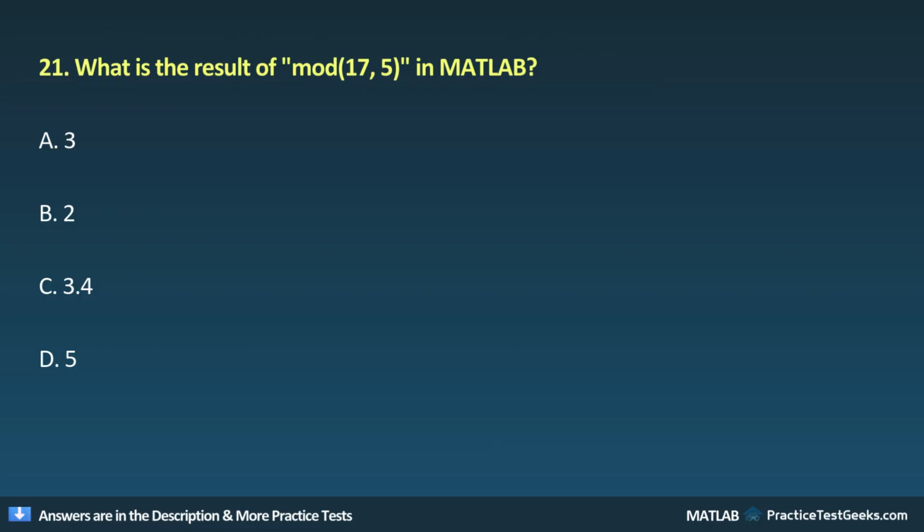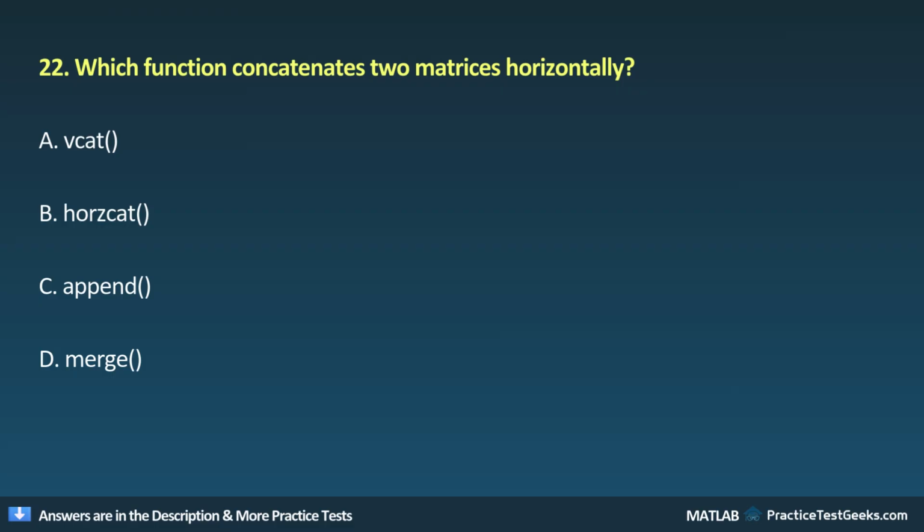21. What is the result of mod(17, 5) in MATLAB? A. 3. B. 2. C. 3.4. D. 5.